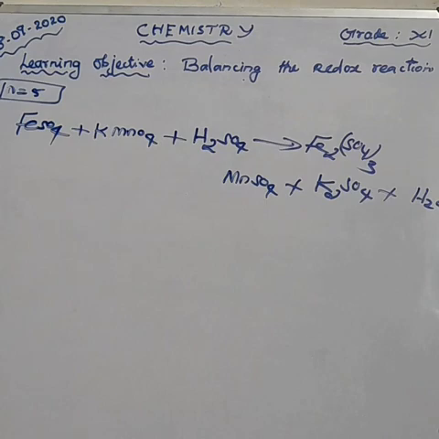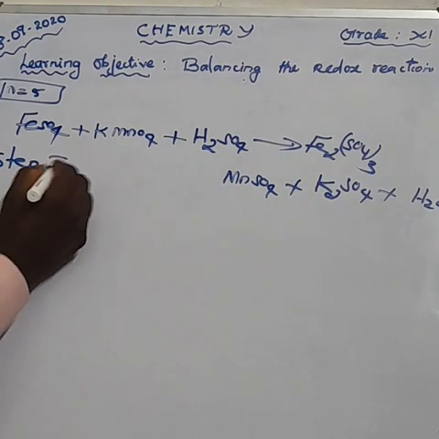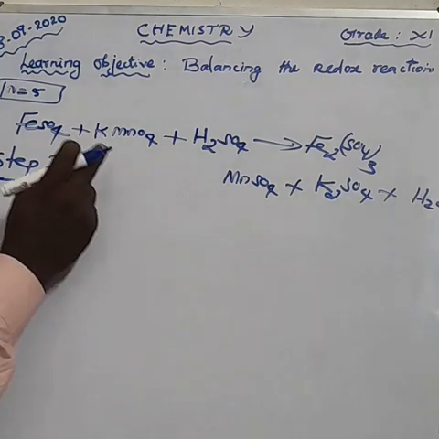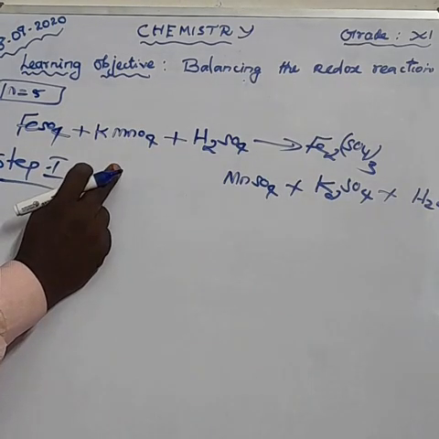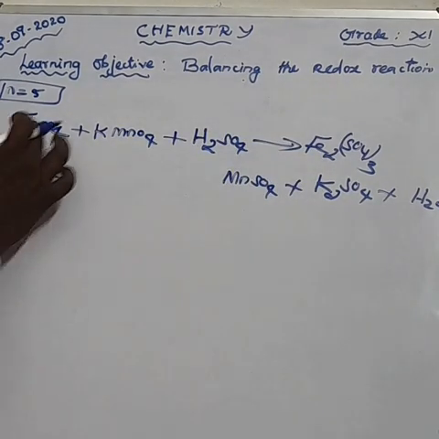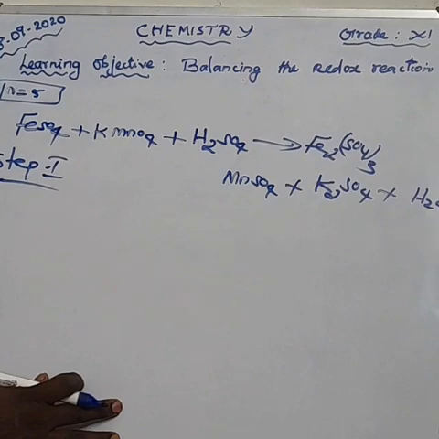As per step 1, how are we going to balance the equation? First of all, identify the reactant which undergoes oxidation and reduction. That is step 1. First we should find the oxidation numbers for ferrous sulfate and ferric sulfate.